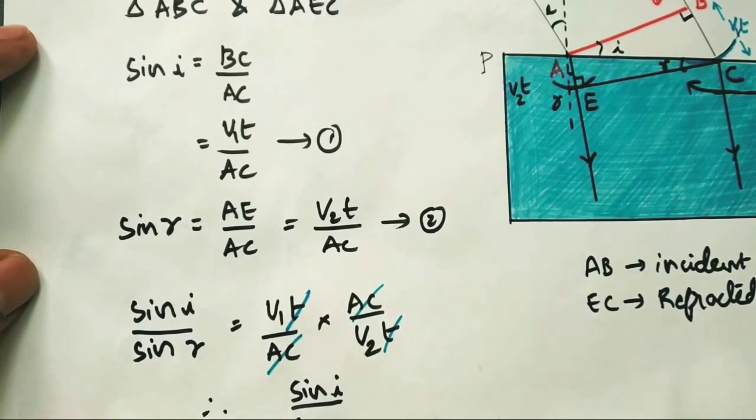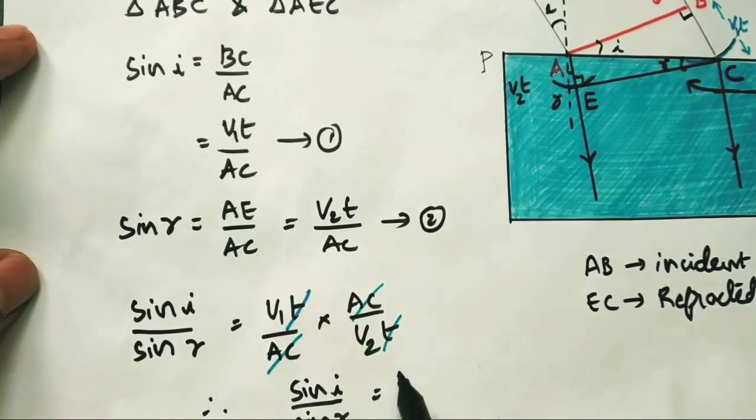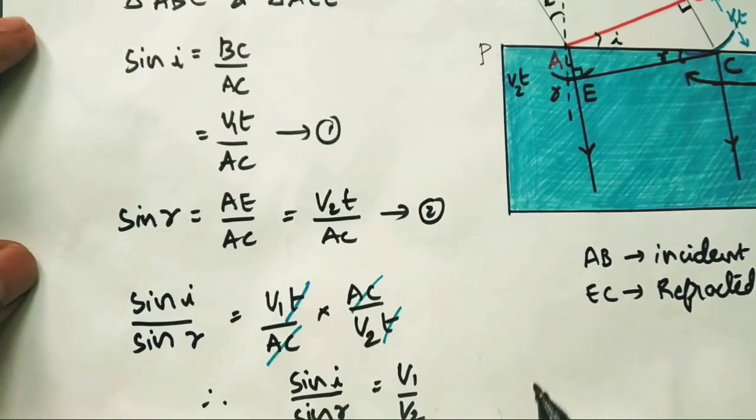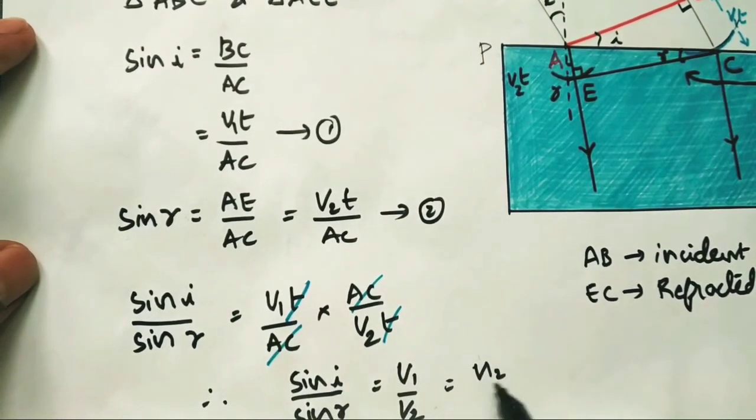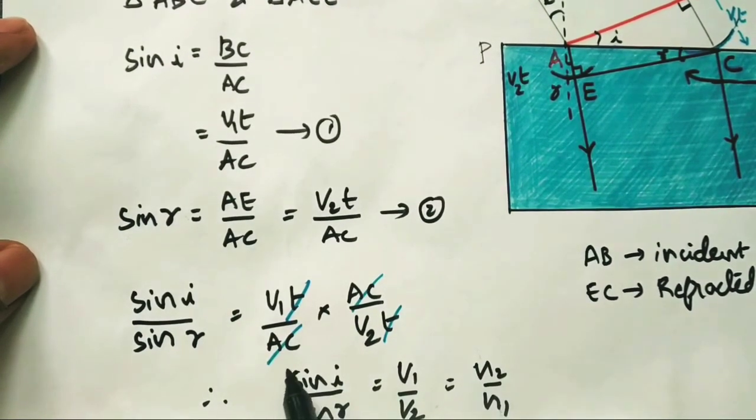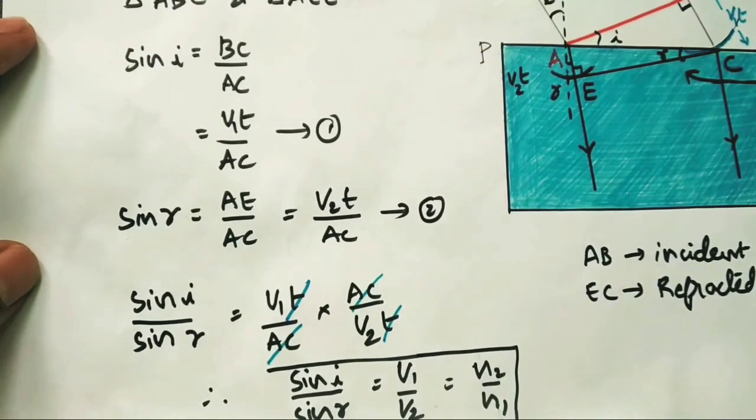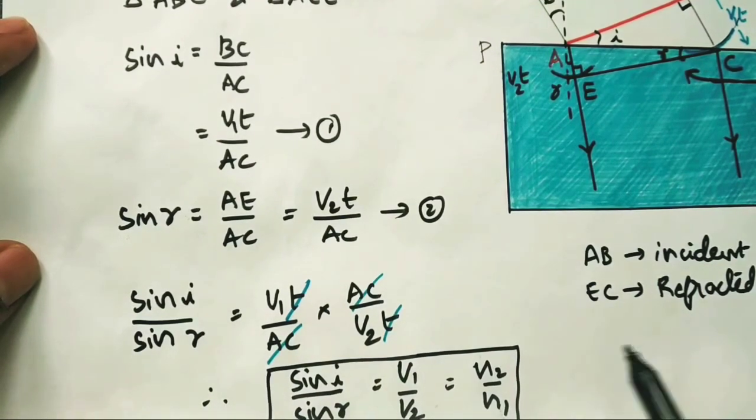This is Snell's law actually, because V1 by V2 is the ratio of N2 and N1. So hence we can prove Snell's law using Huygens principle. Sin I by sin R is equal to N2 by N1.